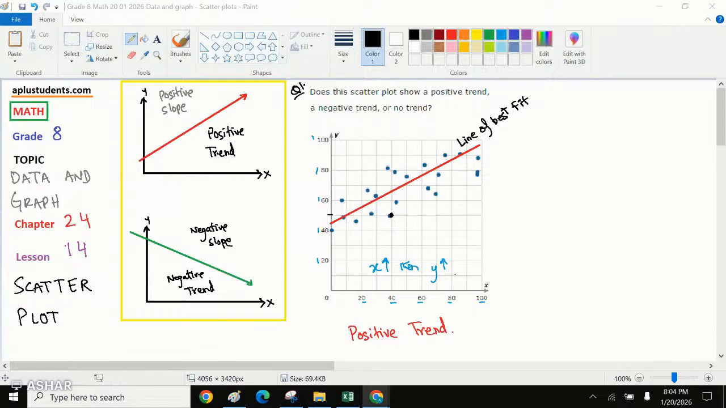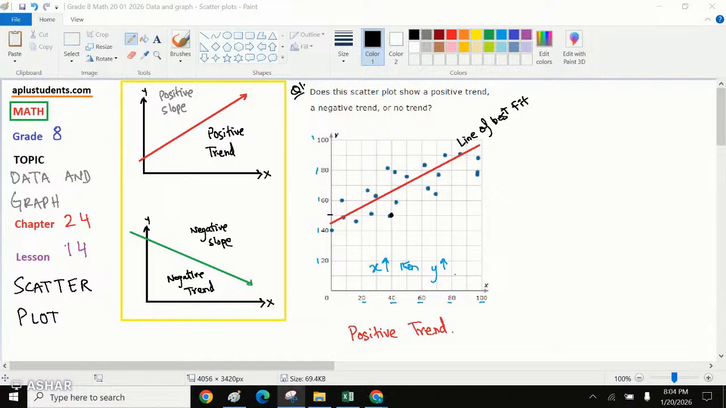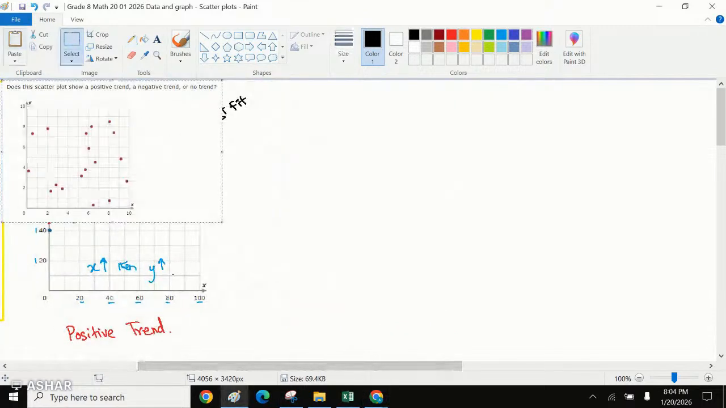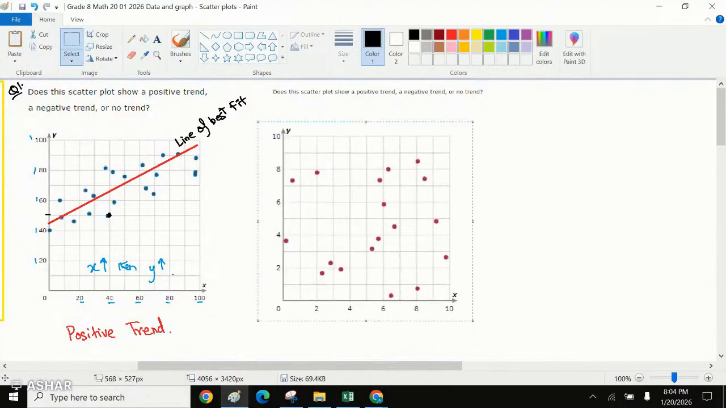Okay, let's look at another question. In the next question, the question says whether it's a positive trend or a negative trend. We'll look at this. Question number 2. And the question number 2 states that this is the given diagram. And this was the given question, okay? Does this scatter plot show a positive trend, negative trend, or no trend?